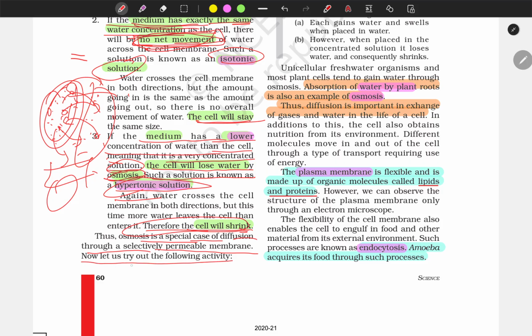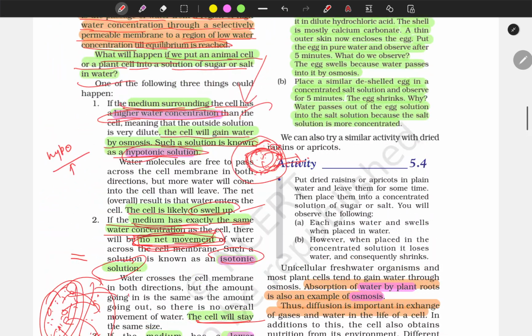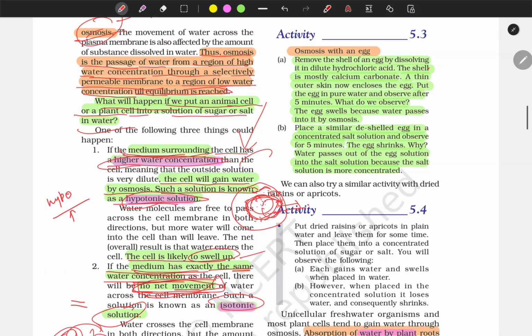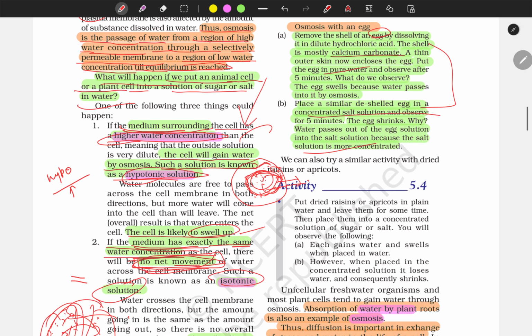Now, let us try the following activity. There is an activity where we are doing an experiment with an egg. You can read it, which is not important. I have already explained what will happen.